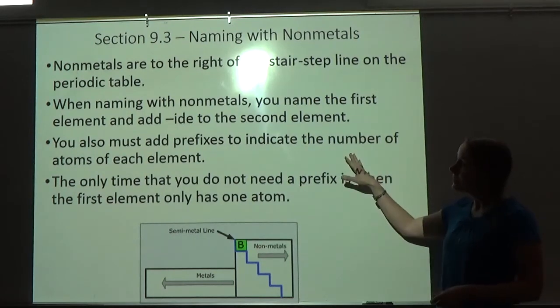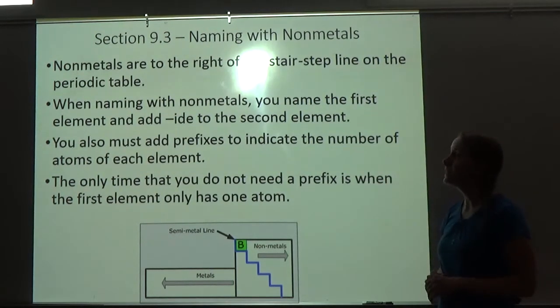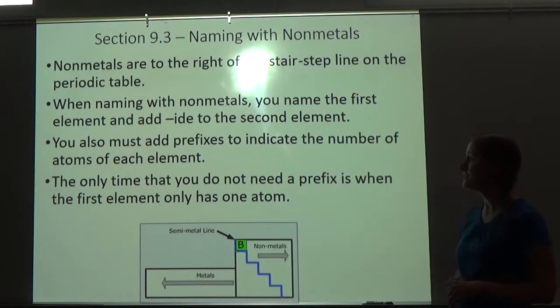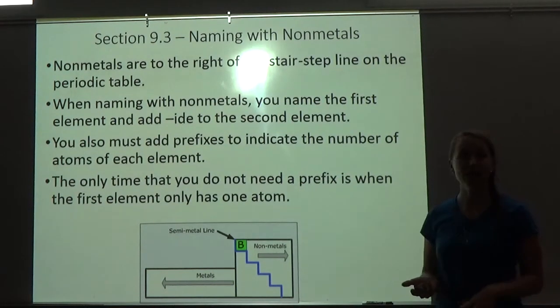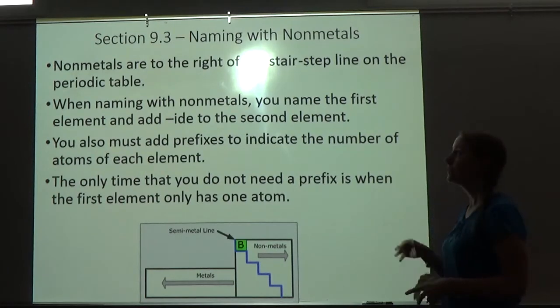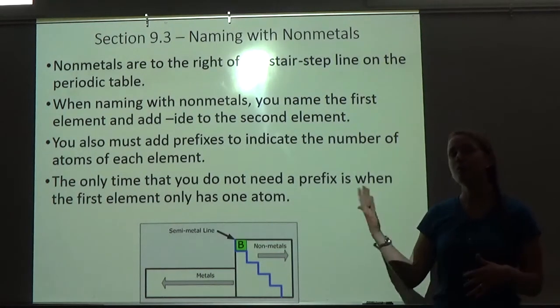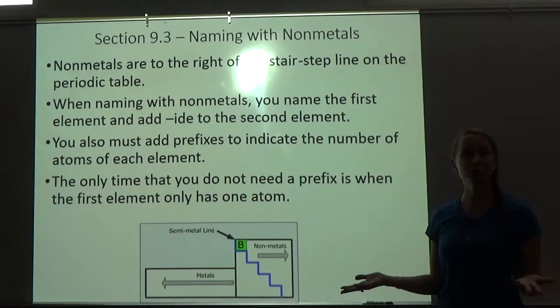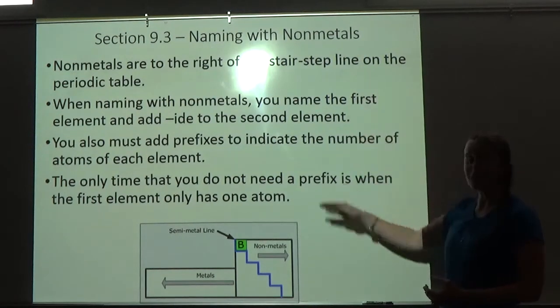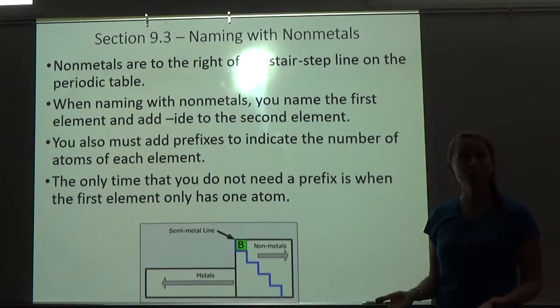You must also add prefixes to indicate the number of atoms of each element. The only time you do not need a prefix is when the first element only has one atom. So if you've ever heard of things like di and tri and you've been wondering why we have not been using those when we name, it's because you only use them when you name compounds that start with a nonmetal.